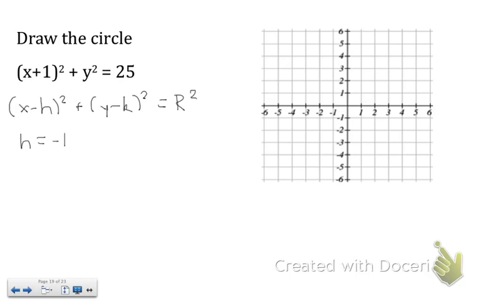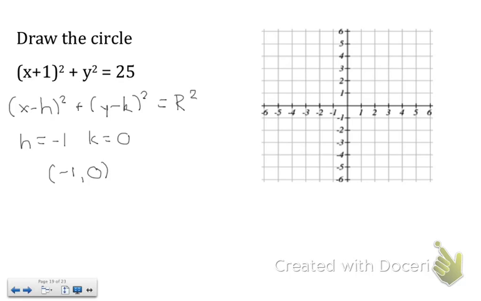Okay. Now we need to look at that quantity y minus k squared. In our equation it's just y squared. So that means that our k was actually 0. You're not ever going to write y minus 0 squared because y minus 0 is just y. So you just write y squared. Okay? So that means the center of our circle is at (-1, 0).